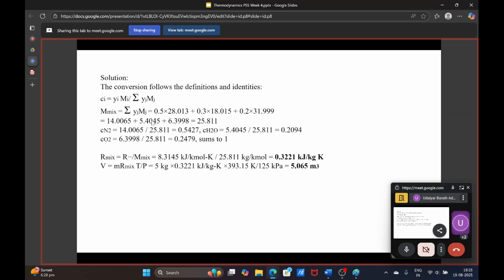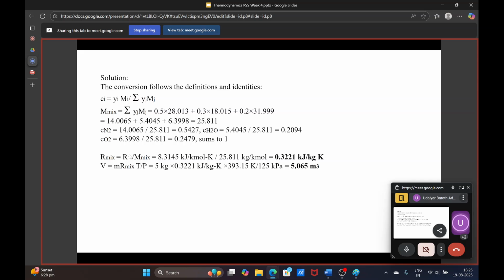Mole fraction was all in terms of moles. Here we have found it in terms of masses. So this says that if you have 1 kg of this mixture, you have 0.5427 kg of nitrogen, 0.2094 kg of water vapor, and the rest is oxygen.